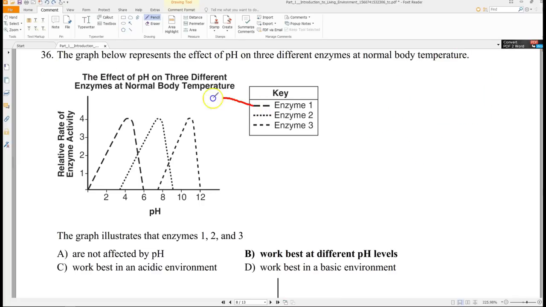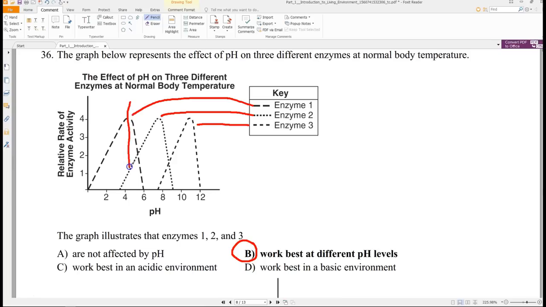So this is a key to let you know which one's which. The graph illustrates that enzymes 1, 2, and 3 are not affected by pH. Of course they are. If the pH is different, they're going to work at different optimal levels, best levels, because they're different enzymes that work in different pHs. This is the best answer: work best at different pH levels.